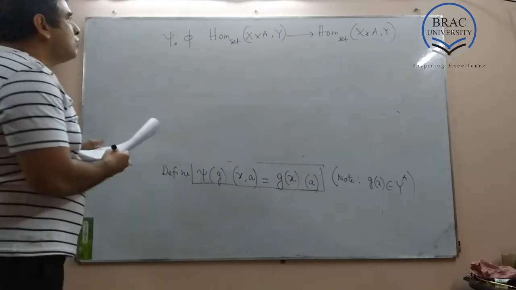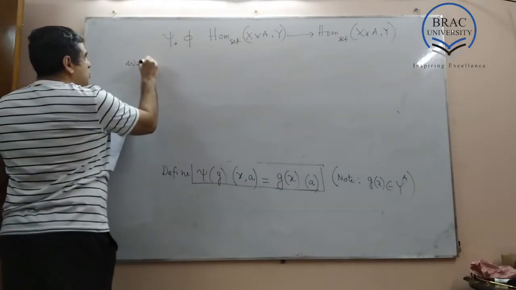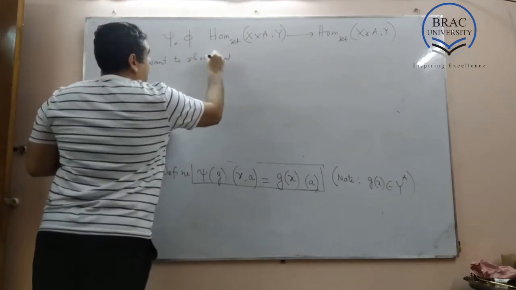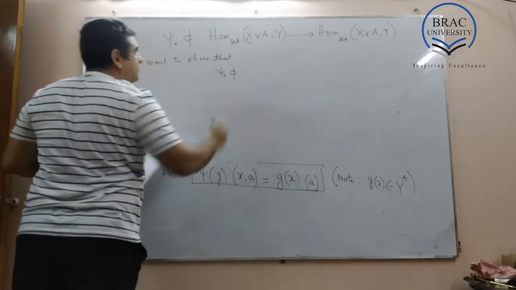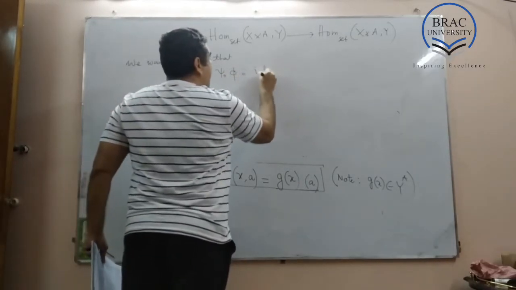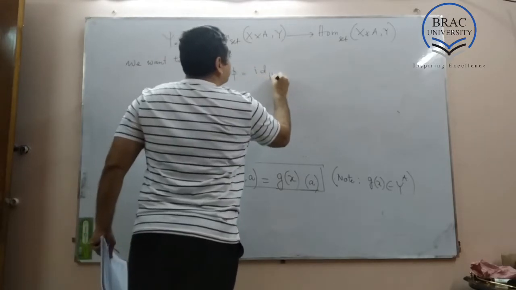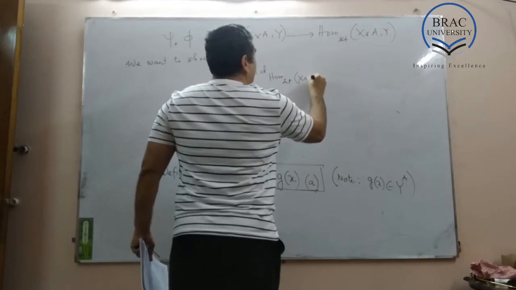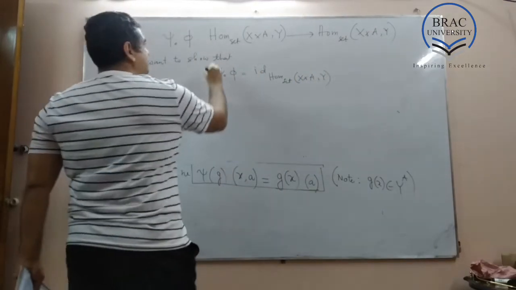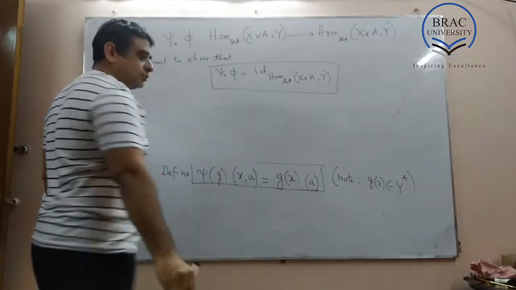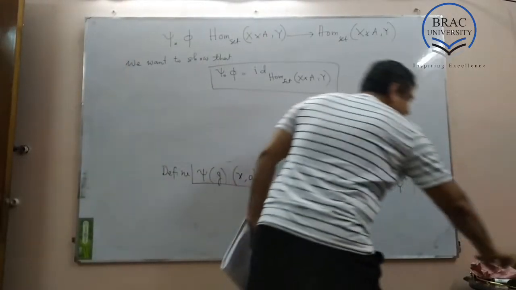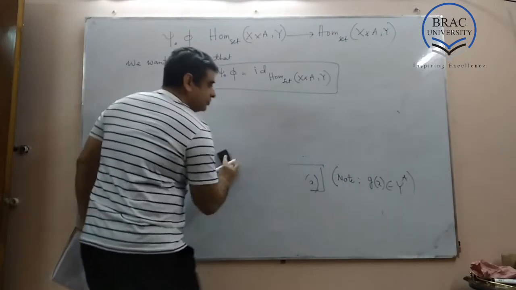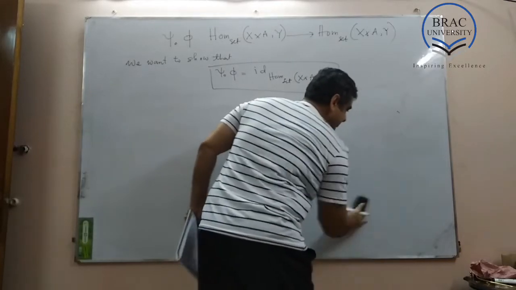Okay. We want to show, let me write down first what we want to show. We want to show that psi composed with phi is the identity map on this set, on this hom-set from X cross A to Y. This is what we want to show. Right? This is the first step of showing that psi is indeed an inverse of phi. Okay.